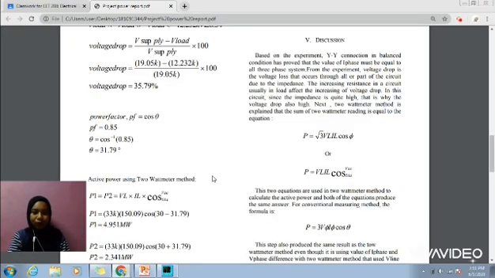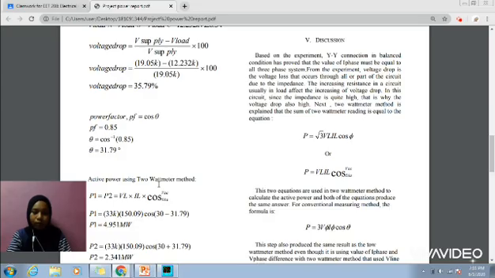Okay, now we want to calculate the active power using the 2 watt meter method and the conventional measuring method. The difference between these two methods is that for the 2 watt meter method, we use the V line and I line. And for the conventional measuring method, we use the V phase and I phase.